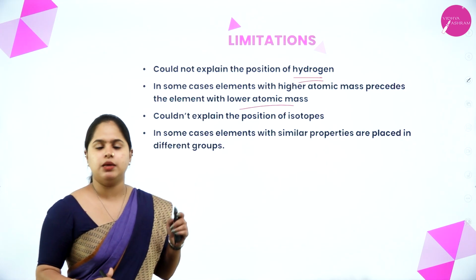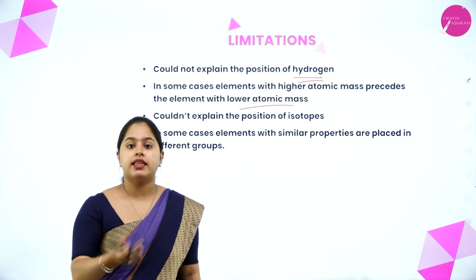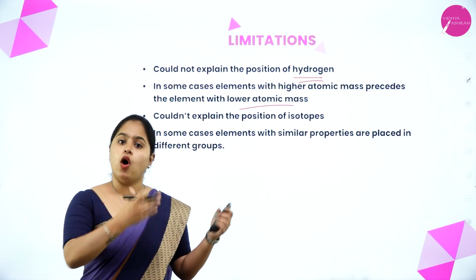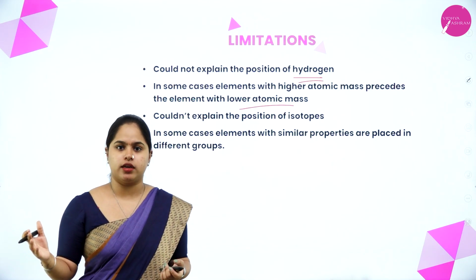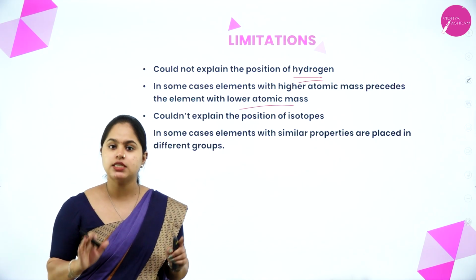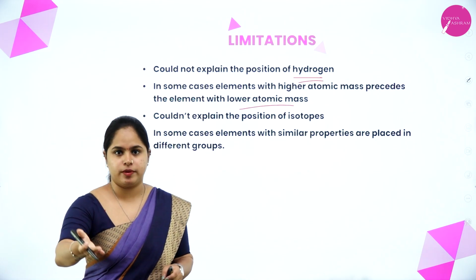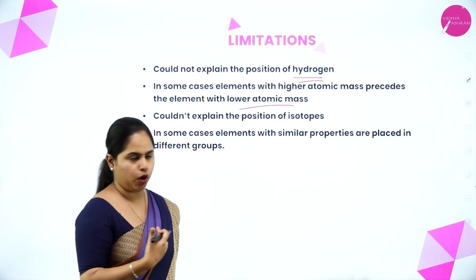So that is a limitation, right? If he said that the elements are arranged in increasing order of their atomic weight, then all the elements must be present in the increasing order, right? But there were a few discrepancies in the table. The element with the lower mass came in between. So that is a problem, right?